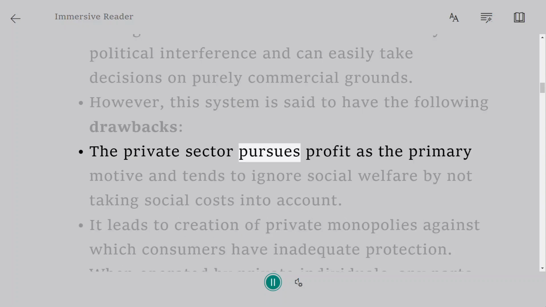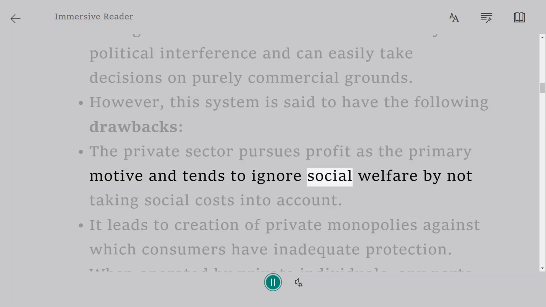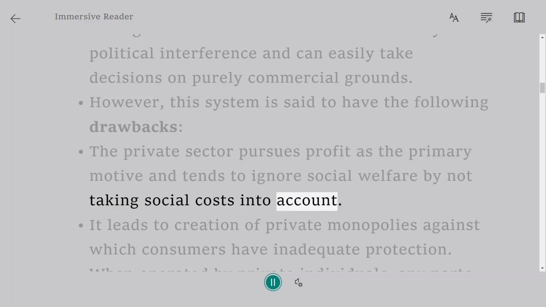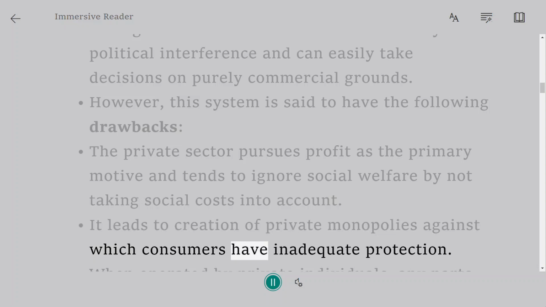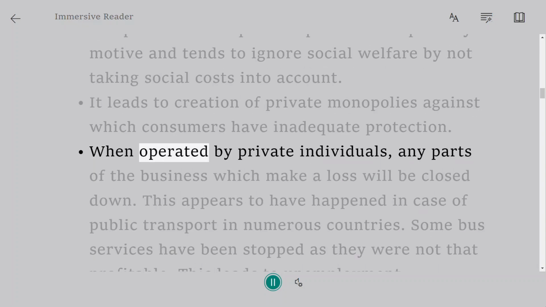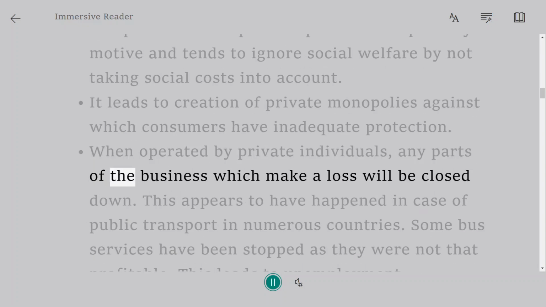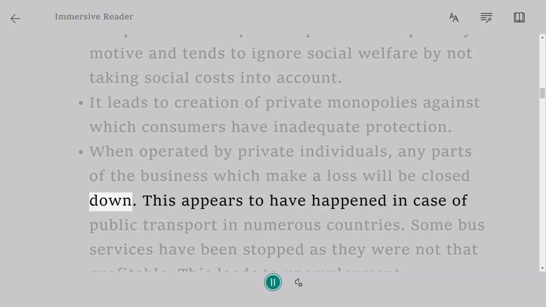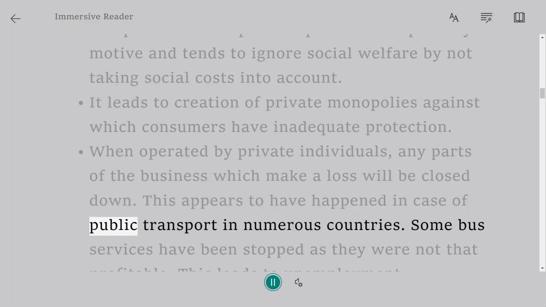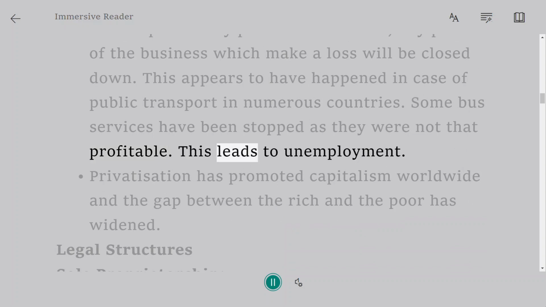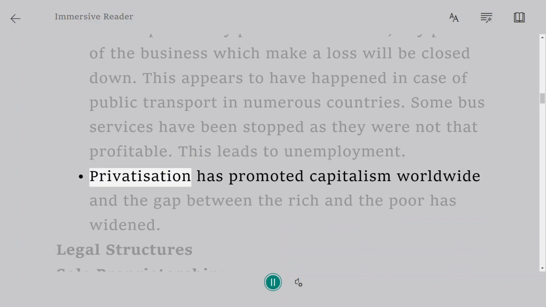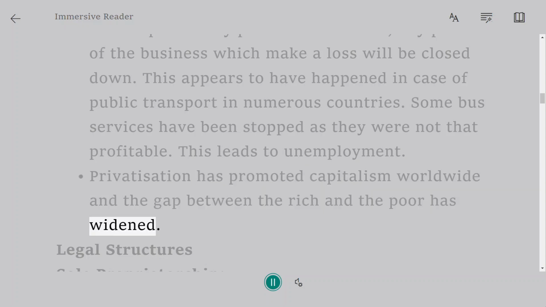The private sector pursues profit as the primary motive and tends to ignore social welfare by not taking social costs into account. It leads to creation of private monopolies against which consumers have inadequate protection. When operated by private individuals, any parts of the business which make a loss will be closed down. This appears to have happened in case of public transport in numerous countries. Some bus services have been stopped as they were not that profitable. This leads to unemployment. Privatization has promoted capitalism worldwide and the gap between the rich and the poor has widened.